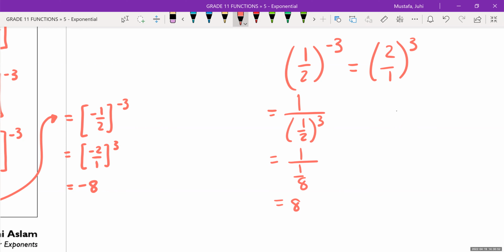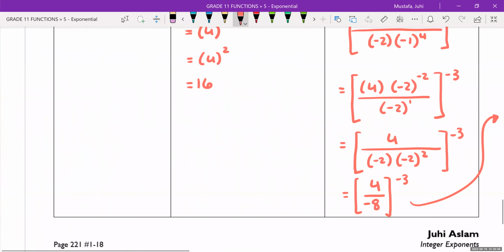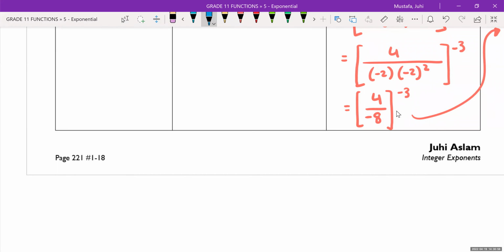Yeah. So you guys, that's it. You don't have any worksheets for this. You will just have textbook questions, but I highly recommend you do them, especially if you feel like your grade 9 and 10 exponent knowledge is a little shaky. So try all of them, page 221, numbers 1 to 18.